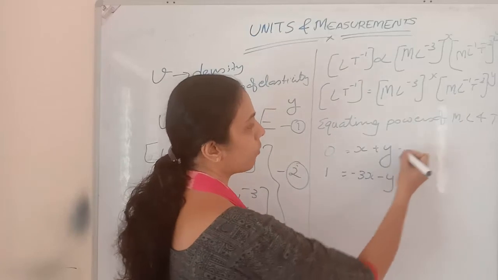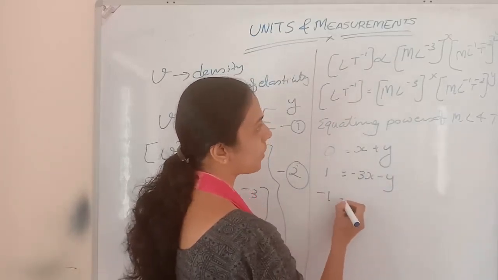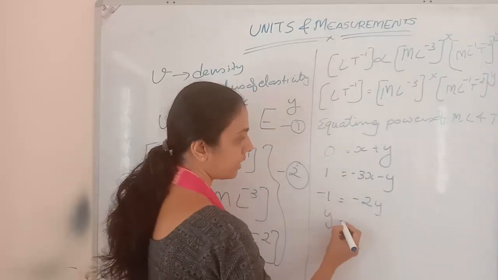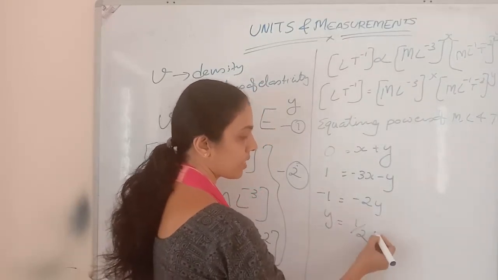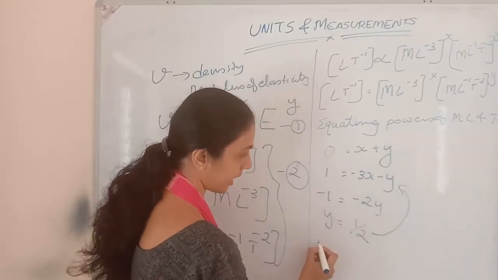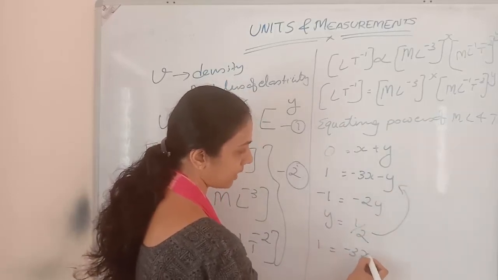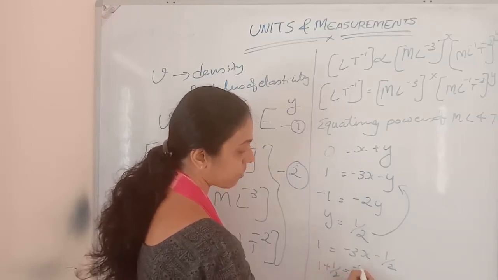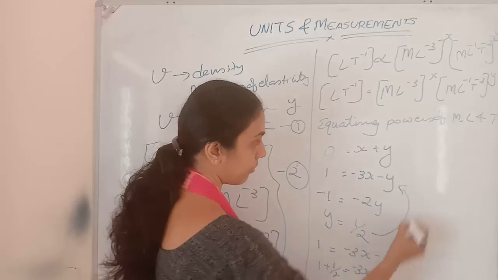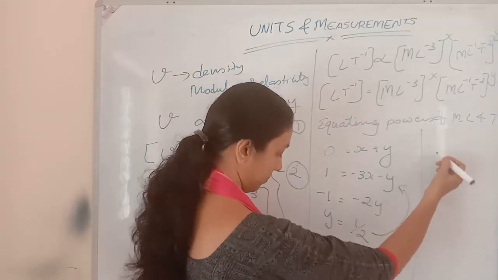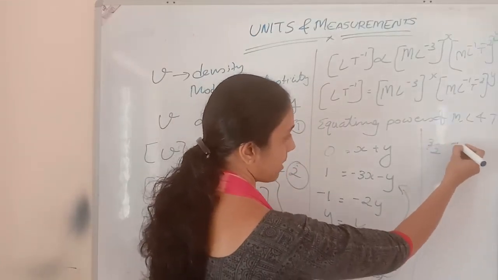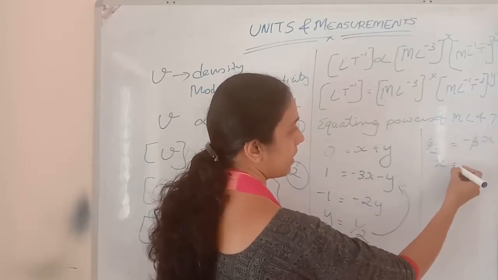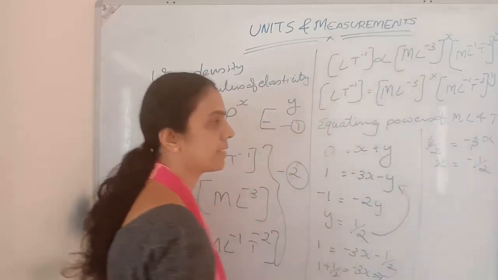Then T, what will be the dimension of T? Minus 1 equals, here it is minus 2y. So here y equals 1 by 2. So substituting this value over here, you will get 1 is equal to minus 3x minus half. So 1 plus 1 by 2 equals minus 3x. This will give you 3 by 2 equals minus 3x. So 3 and 3 will get cancelled. You will get x is equal to minus half.